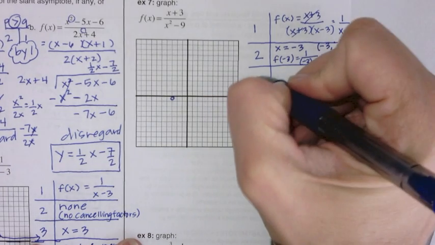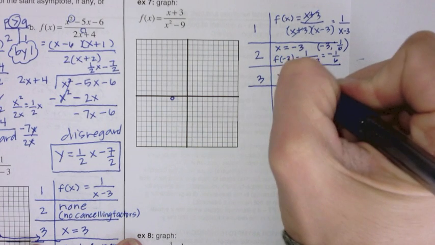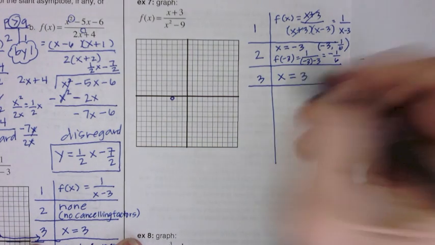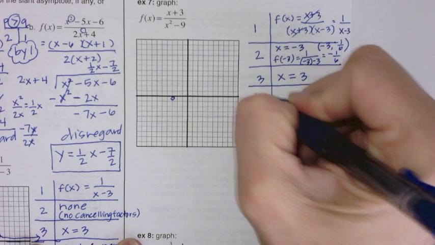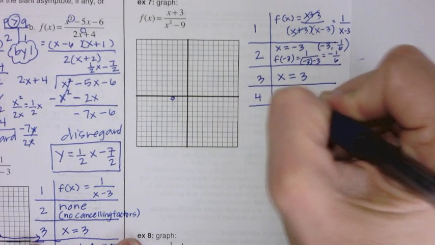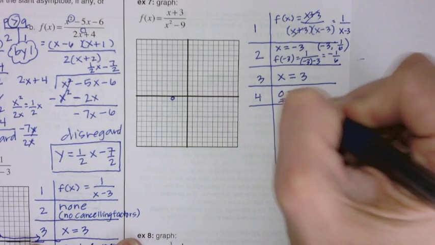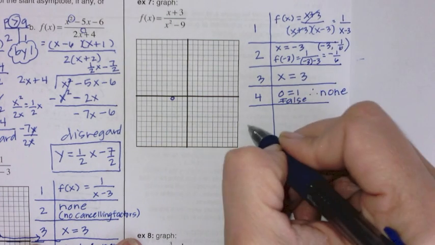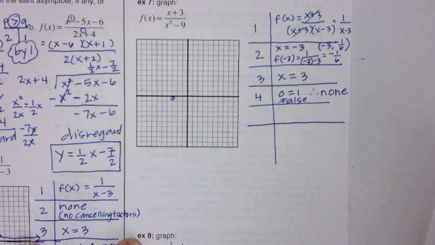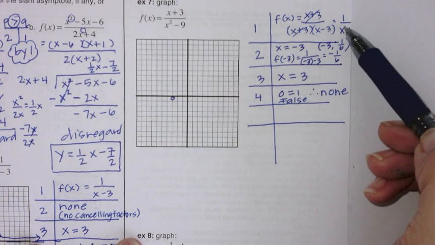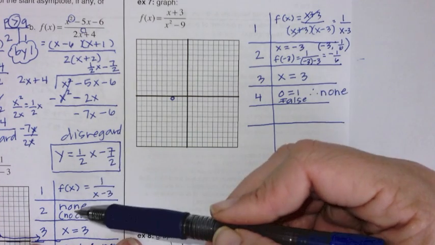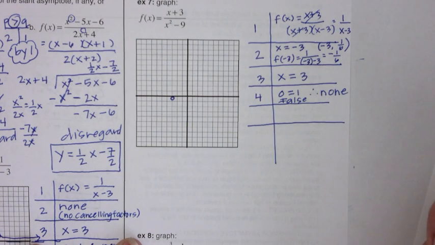Step 3, it's going to be our vertical asymptotes. So looking at the remaining factors in the denominator, x equals 3. Step 4, find your x-intercept, 0 equals 1. That's a false statement, so therefore there are no x-intercepts. But I want you guys to notice, we're actually graphing a variation of this one. So it's going to look very similar to this one, but there's going to be a hole in it.